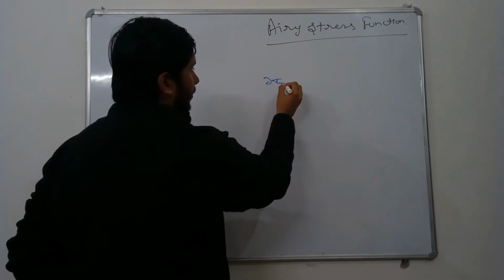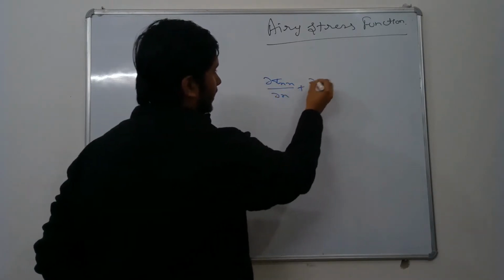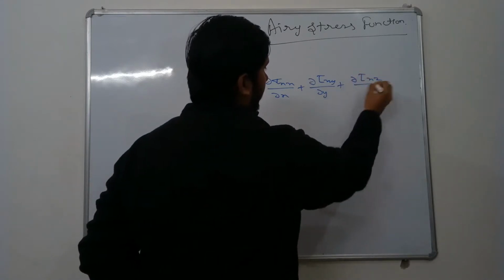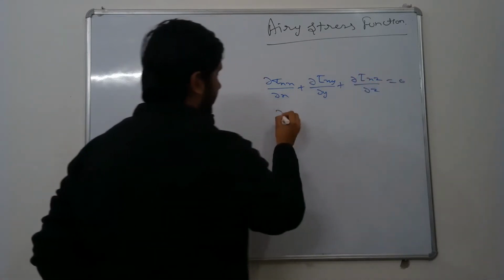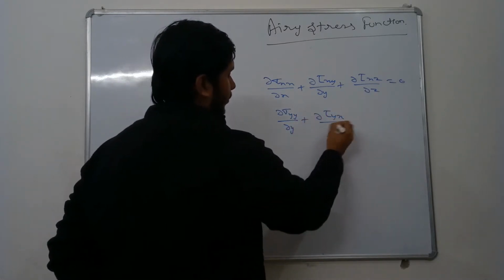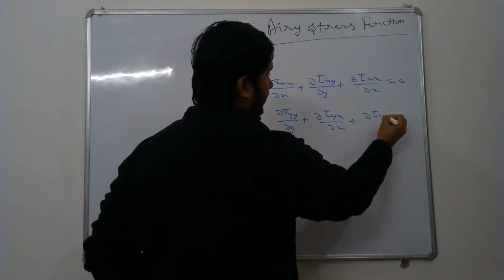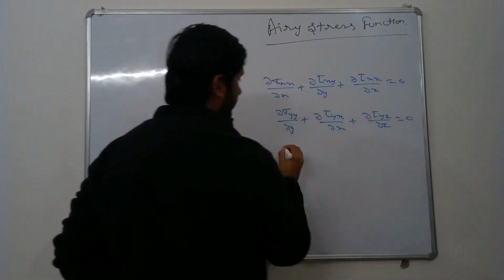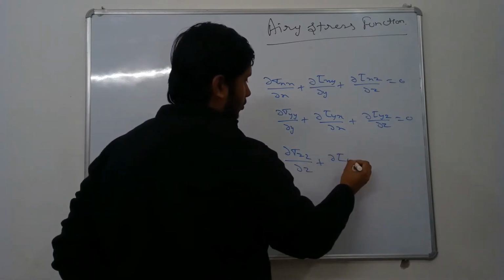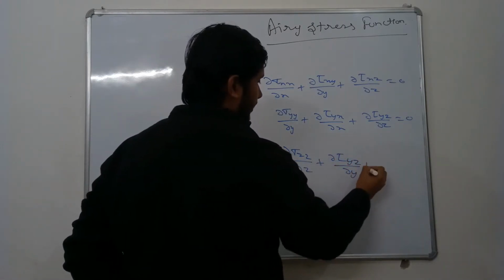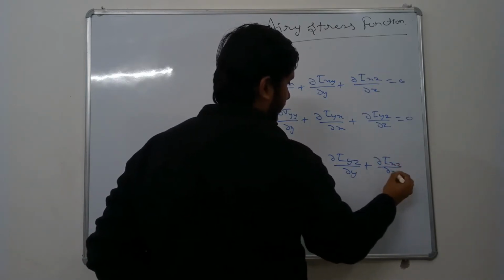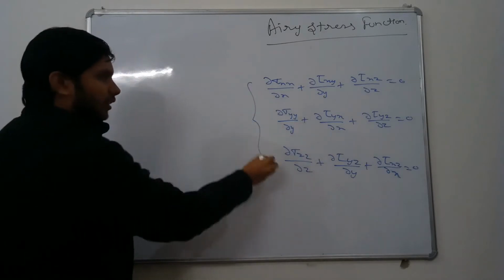These are del sigma xx upon del x plus del tau xy upon del y plus del tau xz upon del z equal to 0; del sigma yy upon del y plus del tau yx upon del x plus del tau yz upon del z equal to 0; del sigma zz upon del z plus del tau yz upon del y plus del tau xz upon del x equal to 0. These are the 3 equilibrium equations.